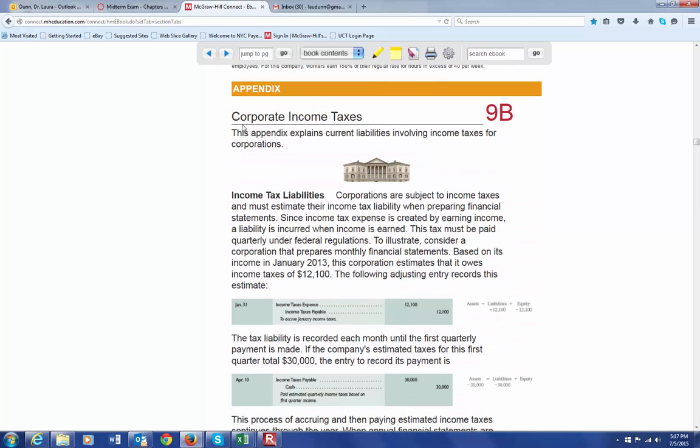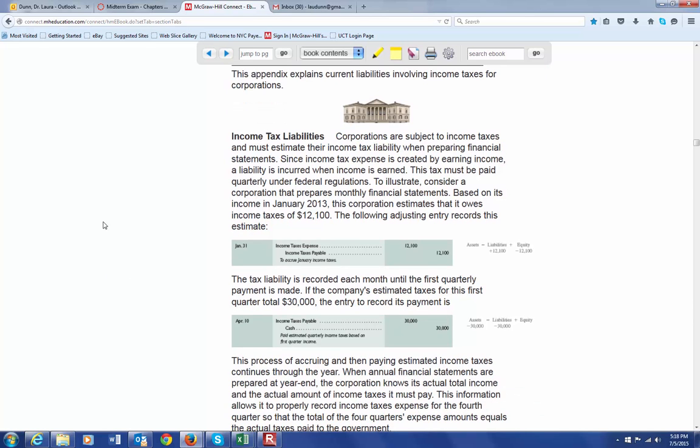Appendix 9B talks about the income tax that a corporation could owe. That wasn't in the chapter. Depending on the type of corporation you are, you may not actually have income tax on the corporation, and that was explained more in the earlier part of the book. But if you are a C corporation, you will have to pay income tax. This just talks about the entries on how to do that.